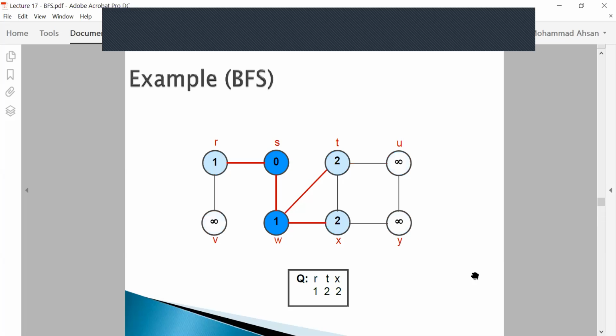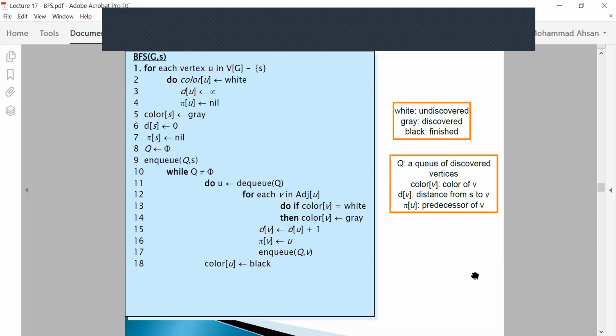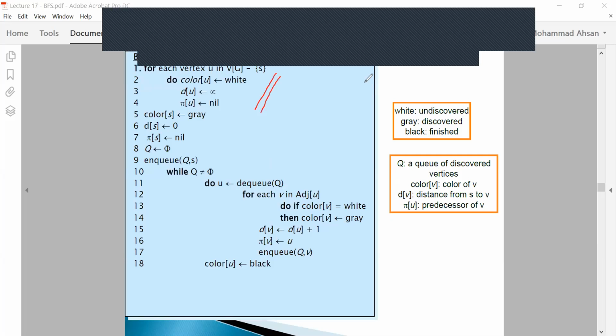So if you see here what we are doing in breadth first search, for every vertex you first initialize, you color it white, you initialize its distance to infinity, you initialize its parent to nil. Parent is important because you need to know from which edges you traversed to get to a particular point. You color S as gray, put its distance as 0, parent is nil, and the queue is empty. You enqueue S in the queue. Okay, then you start your loop.